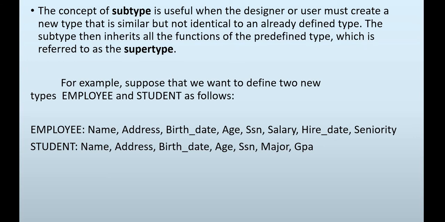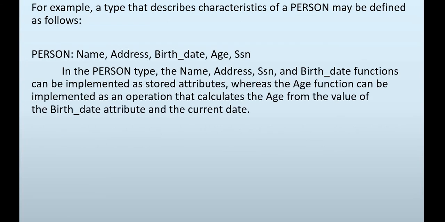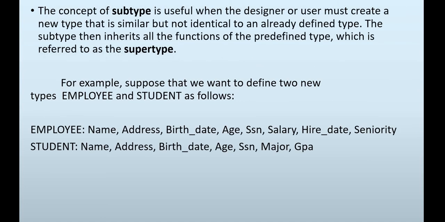When you look at the functions of these two types, you can see that name, address, birth date, age, and SSN are inherited from the supertype person. See there, person has these functions: name, address, birth date, age, and SSN. And you can look at the subtypes now: name, address, birth date, age, and SSN. Both these two subtypes inherit these functions from the supertype person.